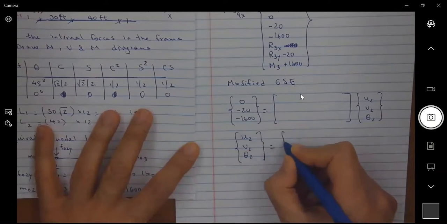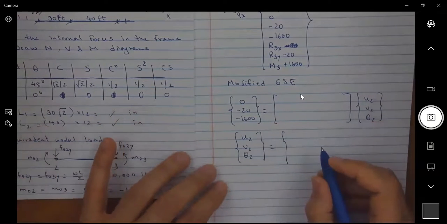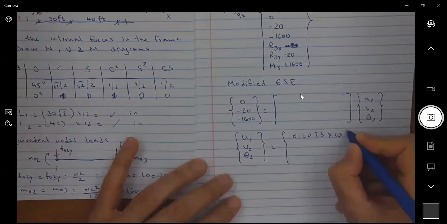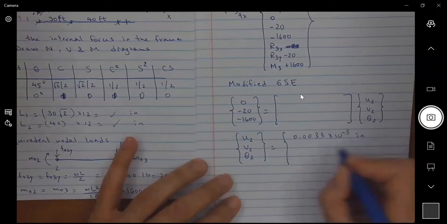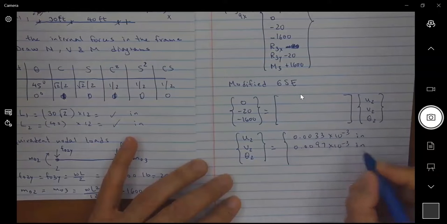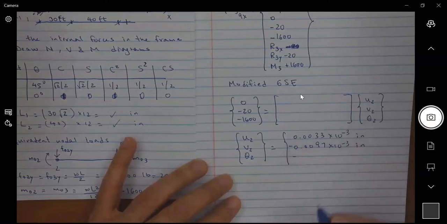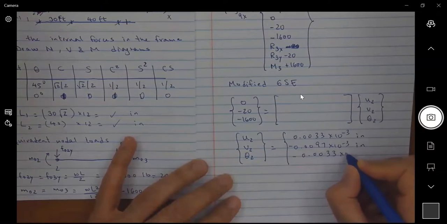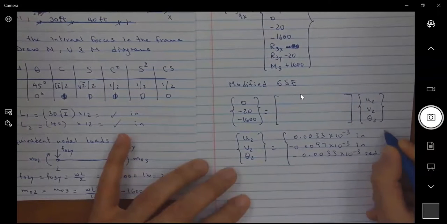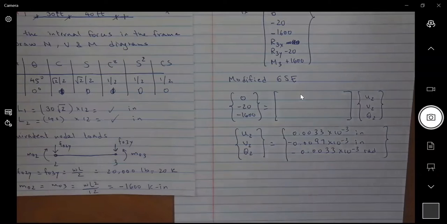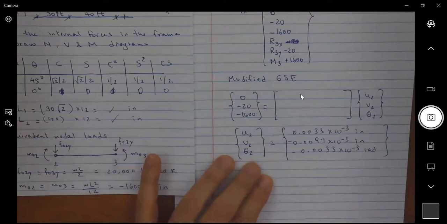And you will get, if you want to check this at home, 0.0033 times 10 to the minus 3 inches, 0.0097 times 10 to the minus 3 inches, and I'm sorry, there is a minus sign here, and minus 0.0033 times 10 to the minus 3 radians. So these are the displacements.